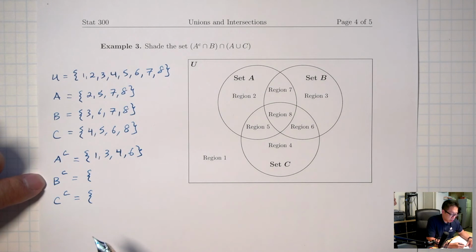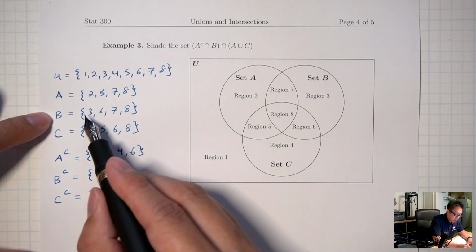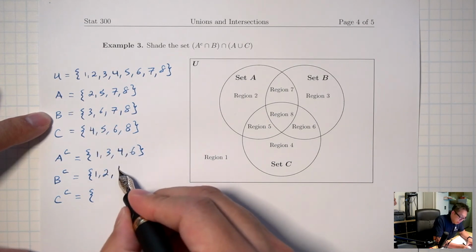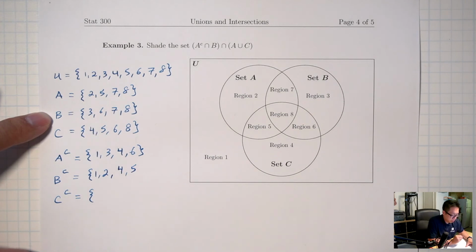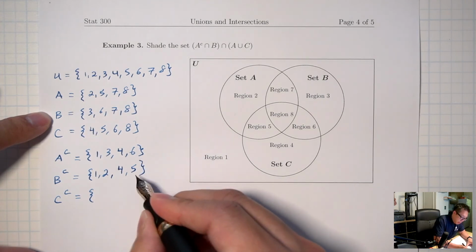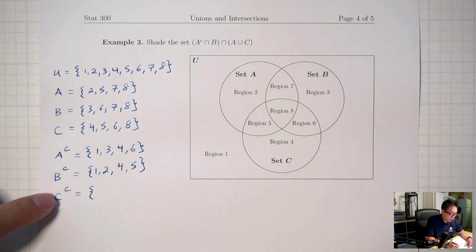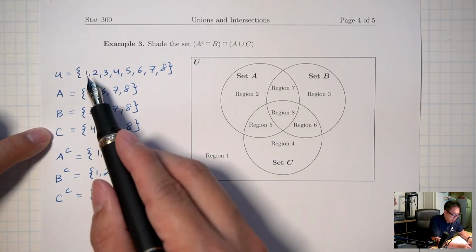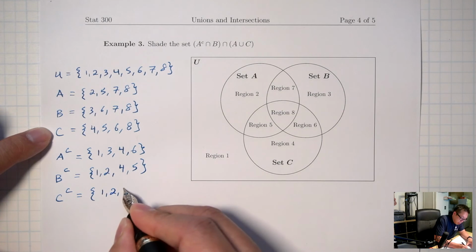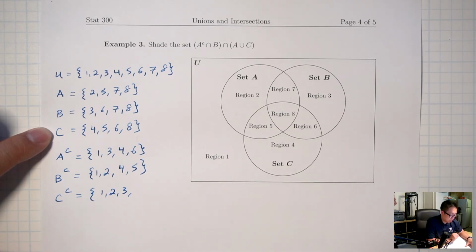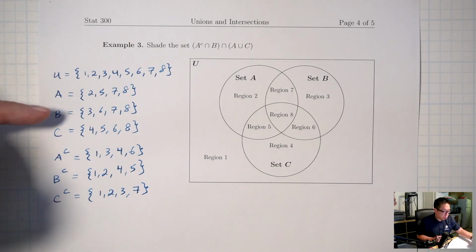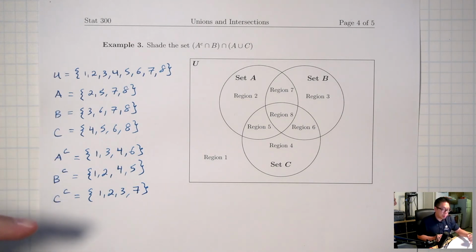Okay. B complement. So these are all the regions, all the numbers that are not in B. So what's not in B? 1, 2, 4, 5. I think that's all. And then C complement. These are all of the numbers that are not in C. So what's not in C? 1, 2, and 3. What else? 7. 7 is not in C. All right, so we have regular U, regular A, B, and C, A complement, B complement, C complement.